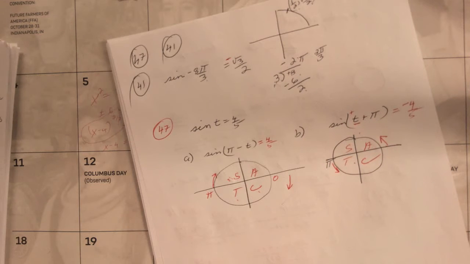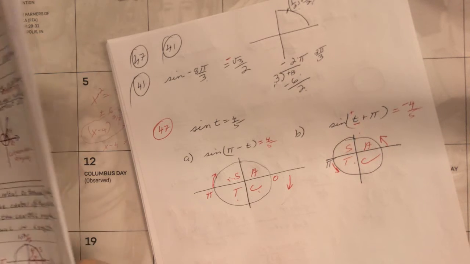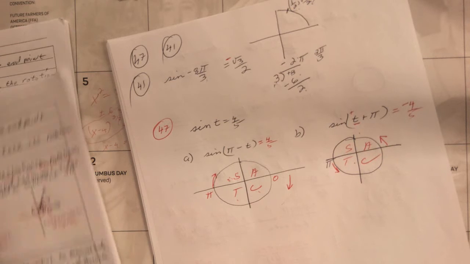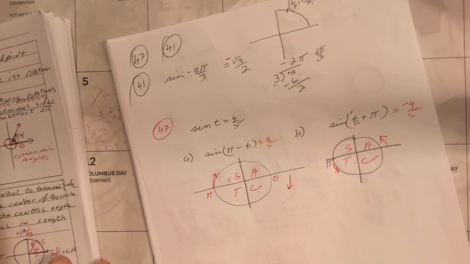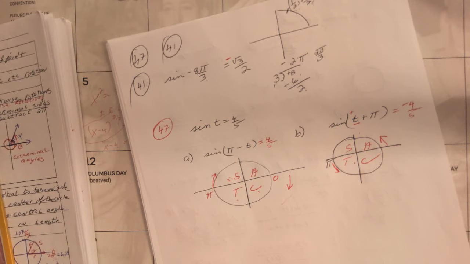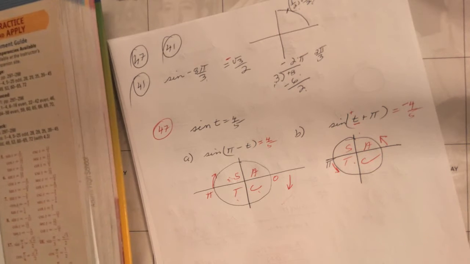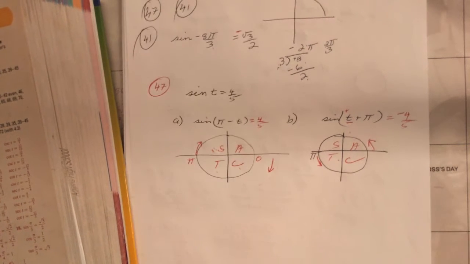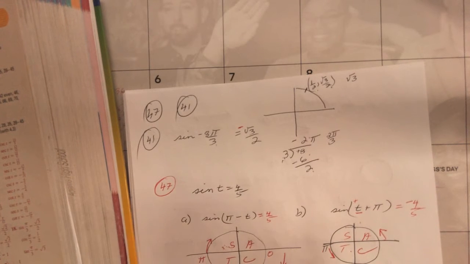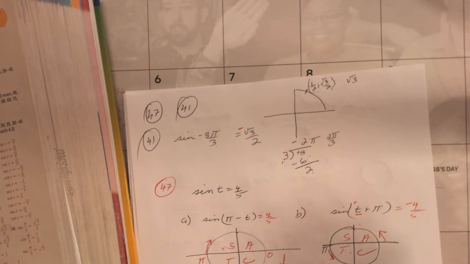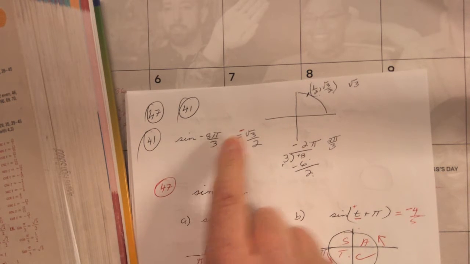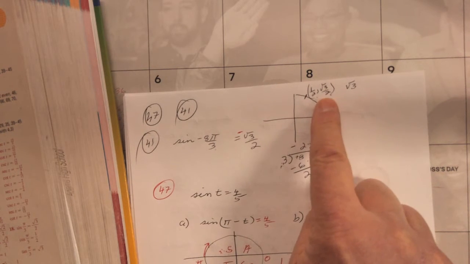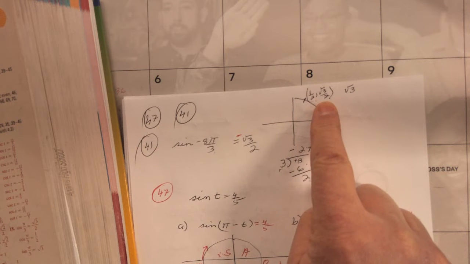For number 41, I don't see how you get from sine of negative 8 pi over 3 to negative root 3 over 2. How did I get to negative root 3 over 2? Well, again, when you do these kinds of problems, all you need to know is what pi over 3 is, because of the denominator. I know sine is the y value on the unit circle. It's root 3 over 2.